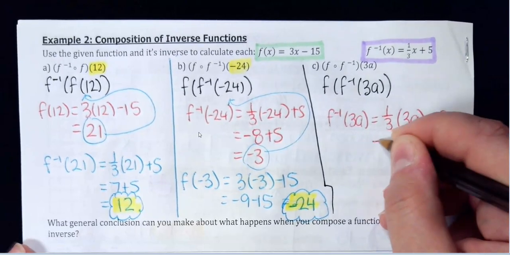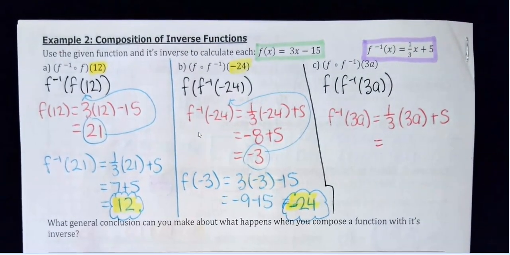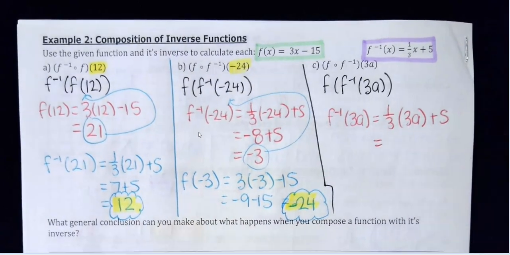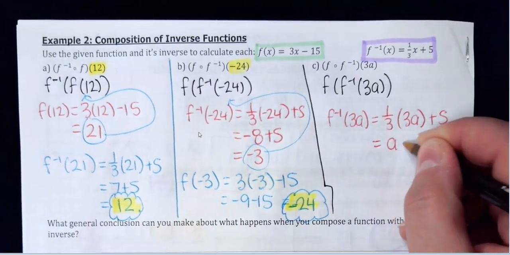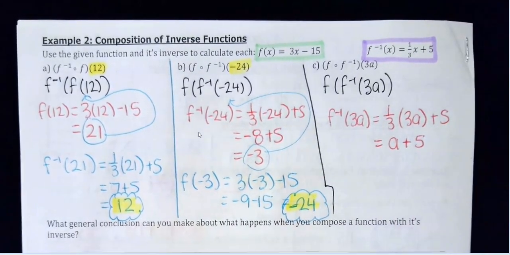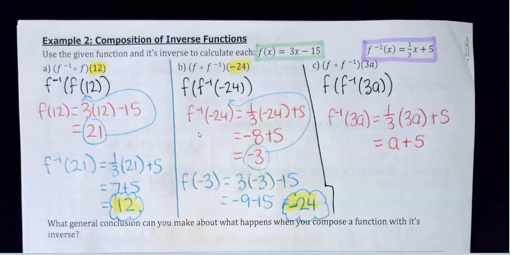and just see if I can simplify anything. Now, I can't take 1/3 times 3. What is 1/3 times 3? Just 1, right? They're reciprocals, so these guys cancel each other out. That first term would just become a, and then I have this plus 5. I can't go any farther with that.